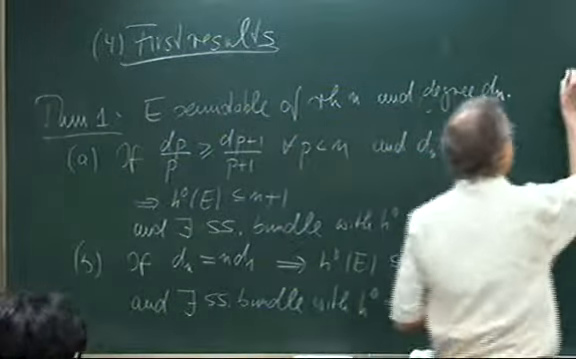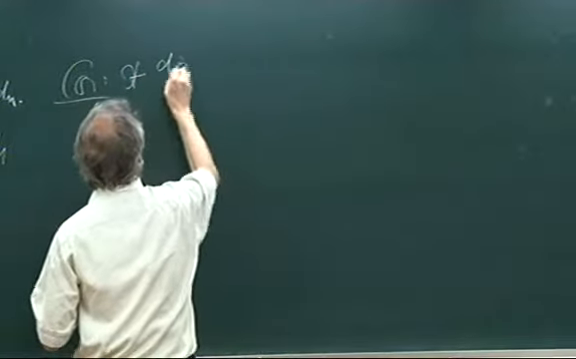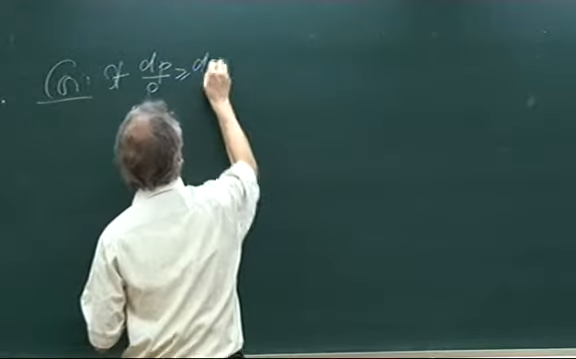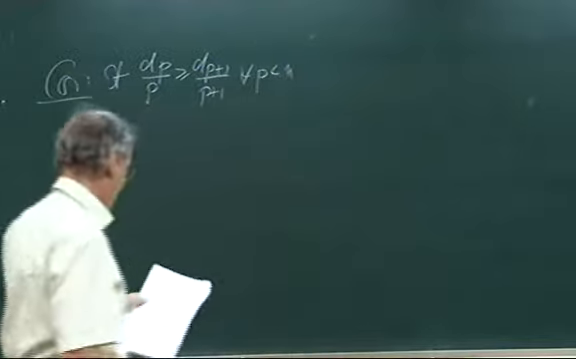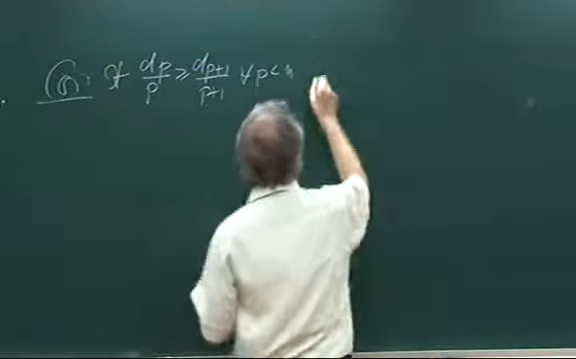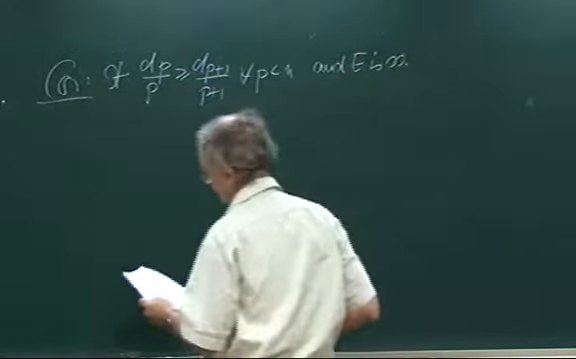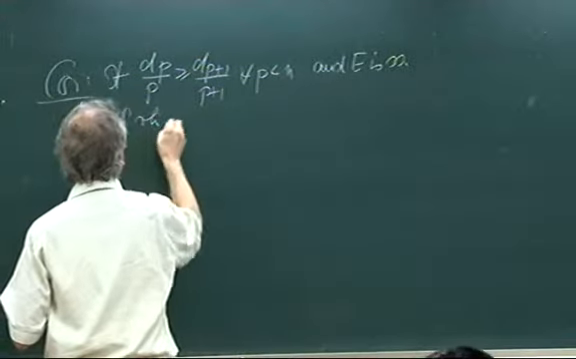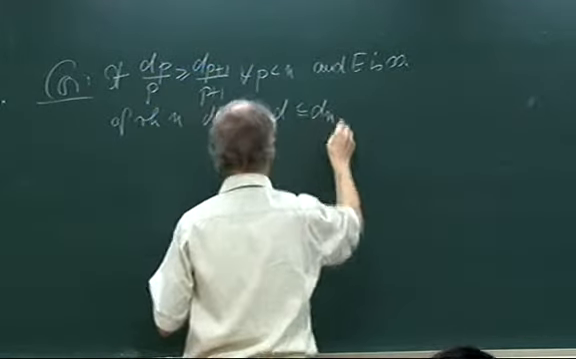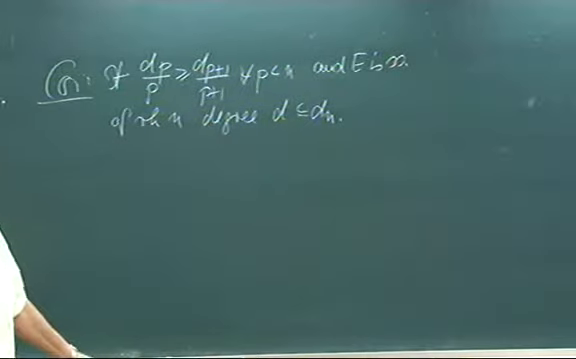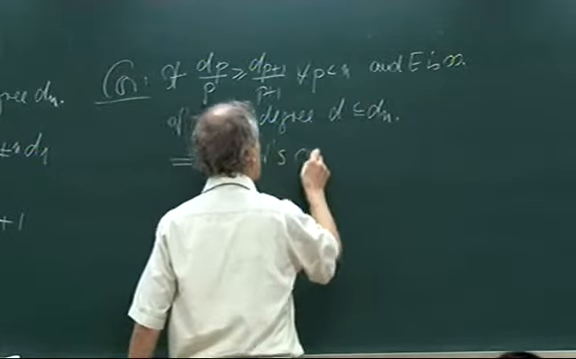So a corollary: if again d_p over p is greater or equal to d_(p+1) over p plus 1 for all p less than n, and E is semi-stable of rank n and degree d less or equal to d_n, then actually Mercat's conjecture holds. Then we can say that Mercat's conjecture holds.